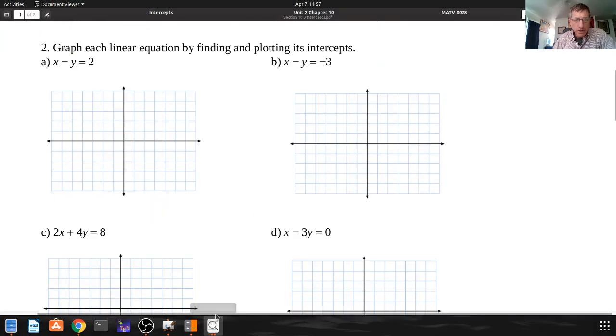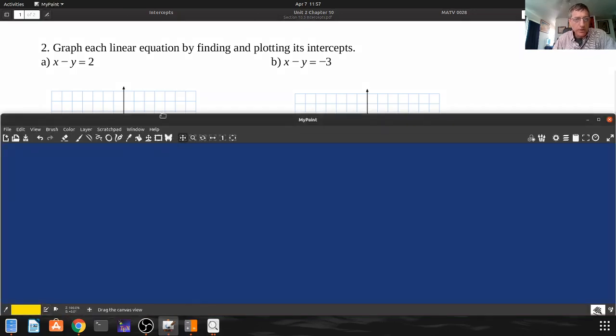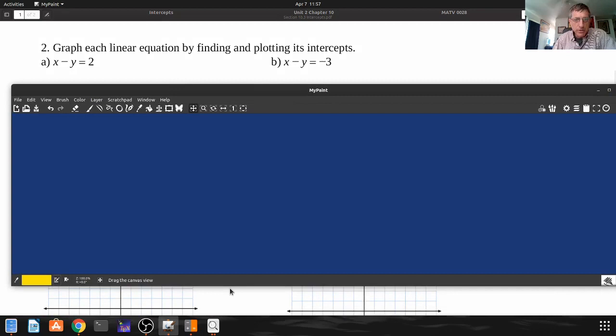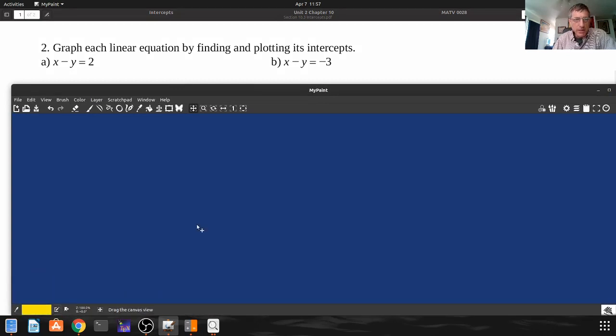And we're going to use, literally, the technique that I told you just to graph in general, because it works. In other words, they want us to graph each linear equation by finding and plotting its intercepts. So we've already done this very first example once. So let's first remind ourselves before anything else. We just discovered something.